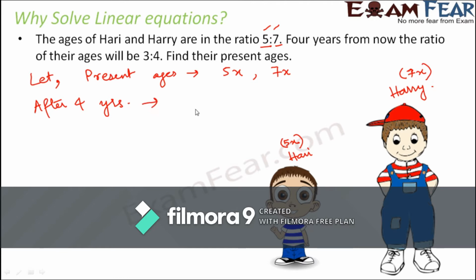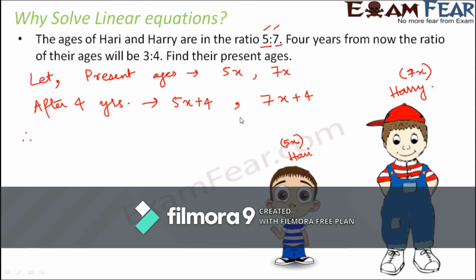Your age increases by 4. So Hari's age would be 5x plus 4. Similarly, Harry's age would be 7x plus 4. So this little fellow will become 5x plus 4. Similarly, this fellow would become 7x plus 4.